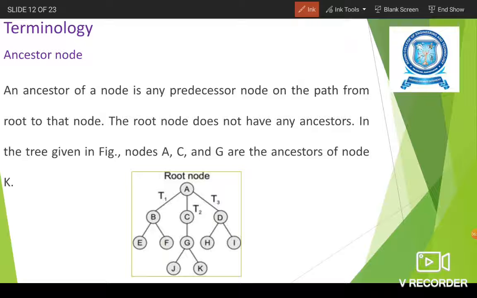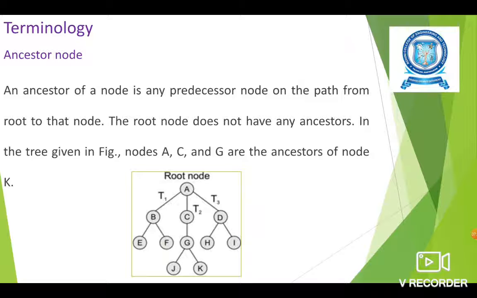For example, consider the given tree. The nodes A, C and G all are the ancestor nodes of the node K as well as the node J. Okay, so now can you understand what is an ancestor node? It is any predecessor node on the path from root to that node. So A is an ancestor node, C is an ancestor node and G is also an ancestor node of the nodes J and K.